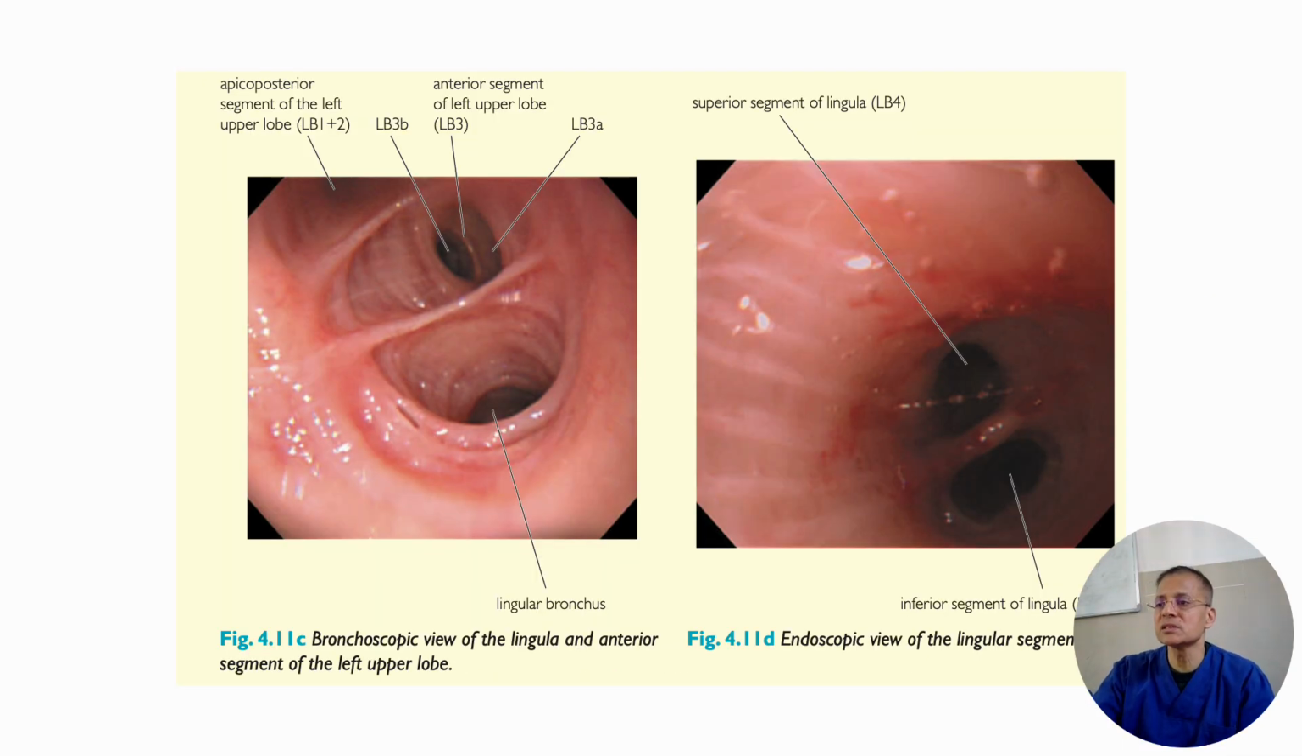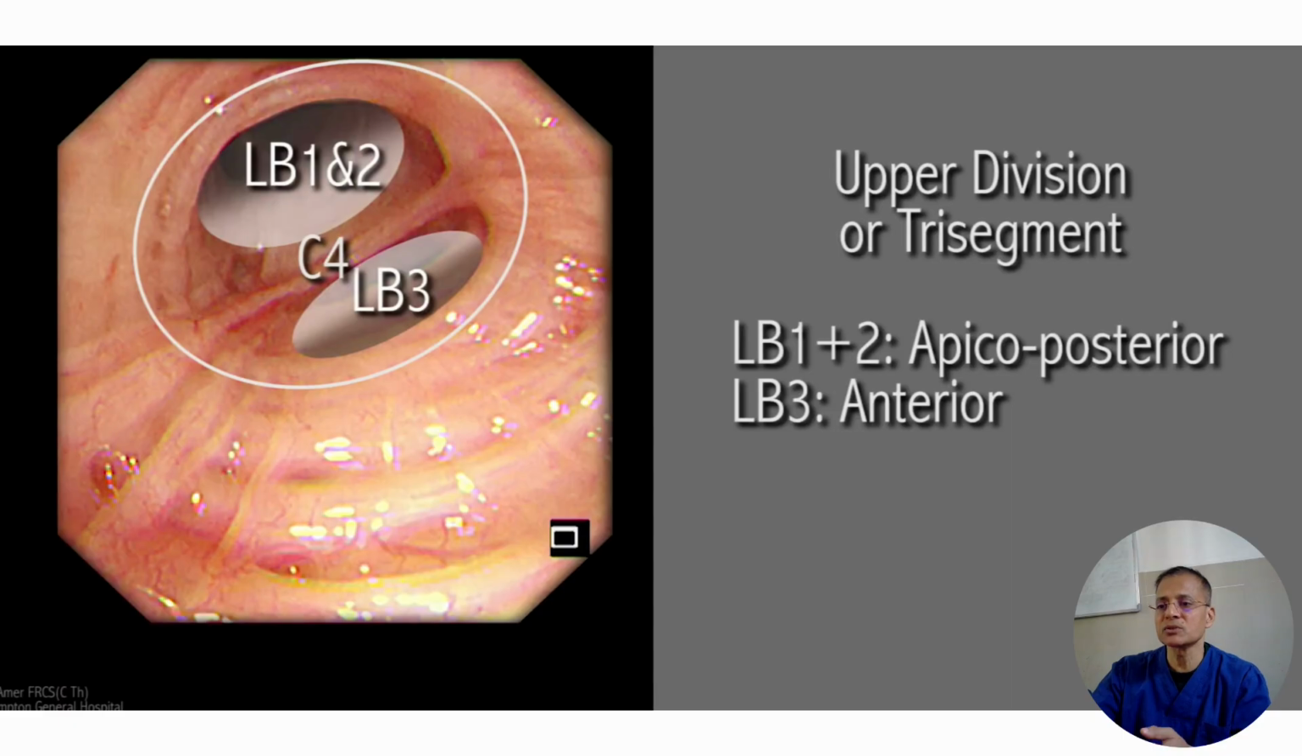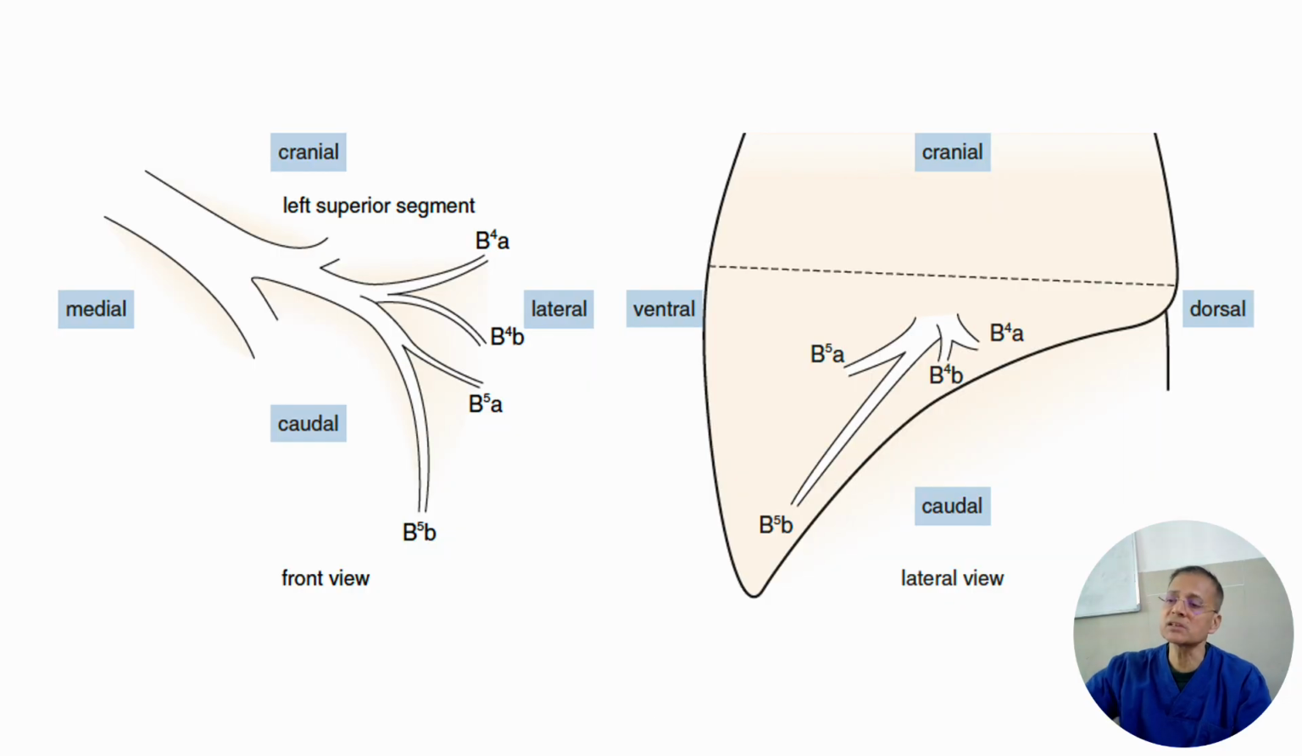Again, a similar picture is shown here. This is the C3 lingular carina, which makes the boundary between the superior division and the inferior division. In the left upper lobe, this is the lingula, and these are the proper B1+2 and B3. The lingula now divides into B4 and B5. On the left side, it appears superior and inferior because our scope is turned lateral. Otherwise, B4 will be here and B5 will be here. Remember this picture is the frontal view: cranial, frontal, middle, lateral.